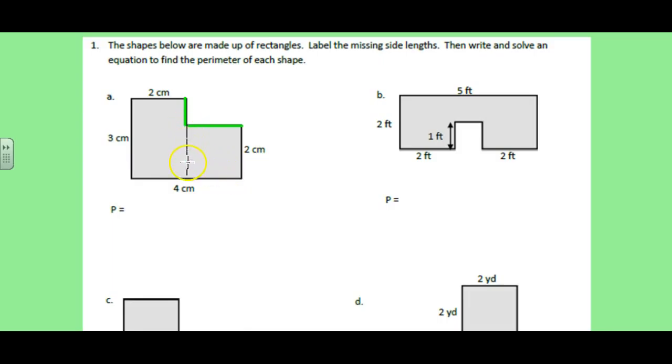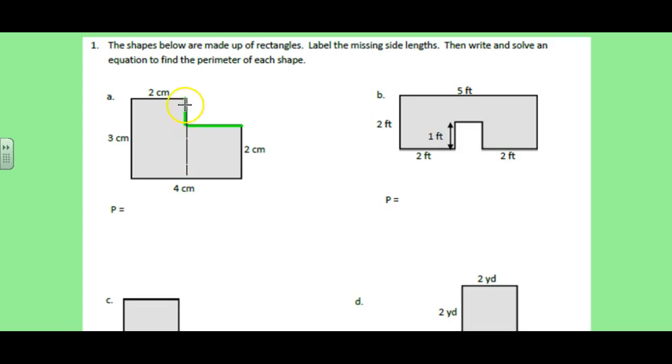They're drawing this line right here in the middle just to show you the two different shapes, but I do not need a side length for this because this is inside the shape and it's not going around the shape, so that's not dealing with the perimeter. So now we need to find the missing side lengths that we have here.